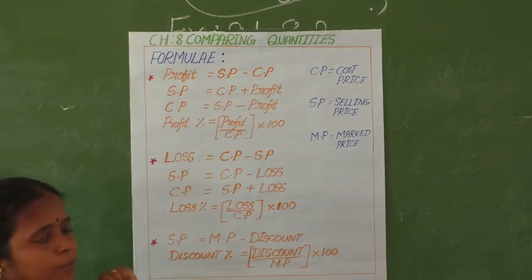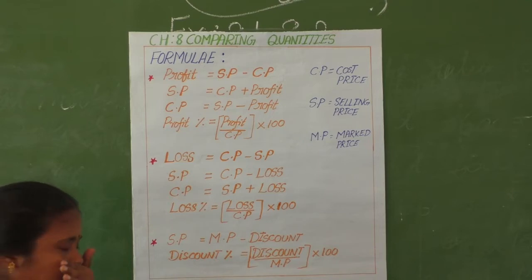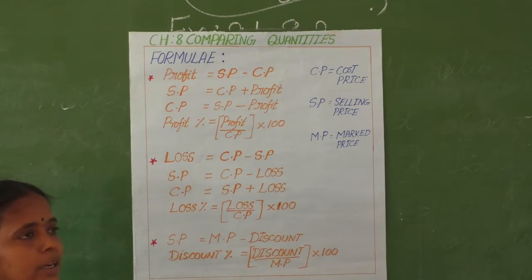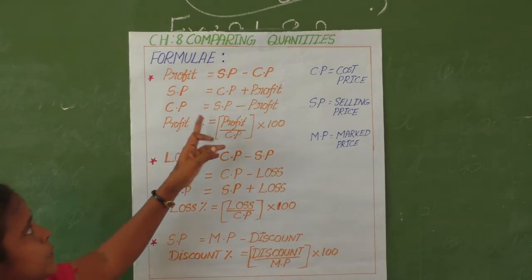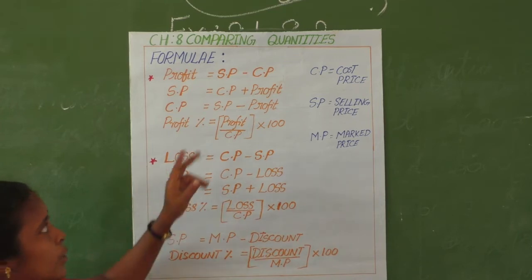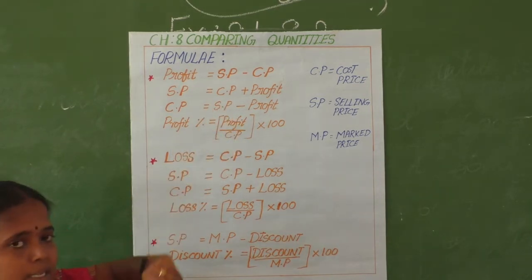Okay, when do you get profit? If your SP is greater than your CP, you will get profit. For example, you are buying one object for 10 rupees. Okay, you are selling that for 20 rupees. So you spent your amount 10 rupees only. While selling that, you are getting an extra 10 rupees. That extra 10 rupees is called profit or gain. Clear? So when will you get profit? When your SP is greater than CP. Yes or no? Your selling price must be greater than CP, cost price. That time only you will get the profit.